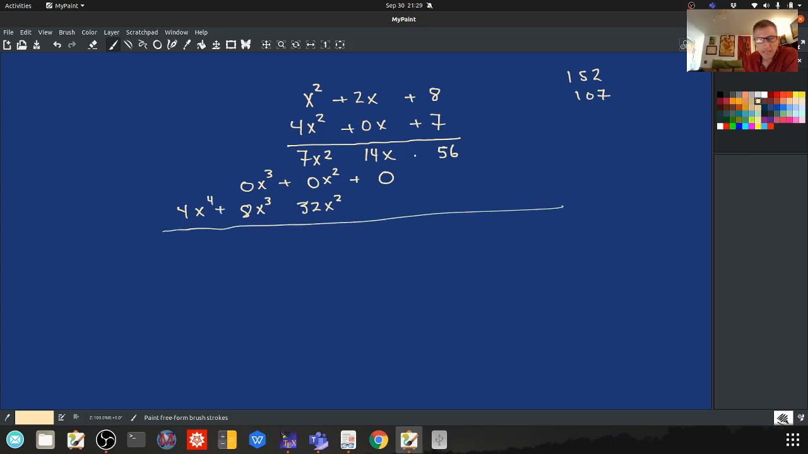And then we just add down. These are all pluses here. So I get 56, 14x, 7x squared plus 32x squared is 39x squared. 0x cubed plus 8x cubed, all I'm really doing is just adding the coefficients. And then 4x to the 4th.